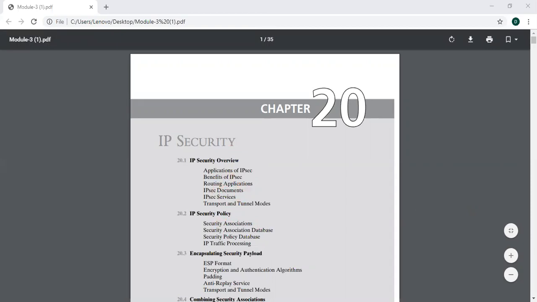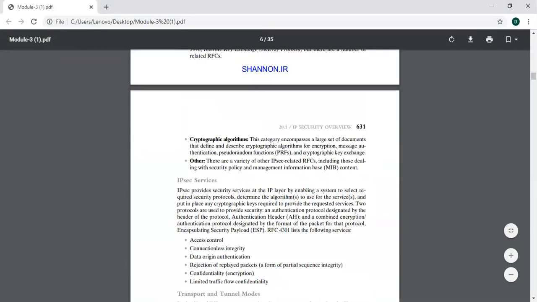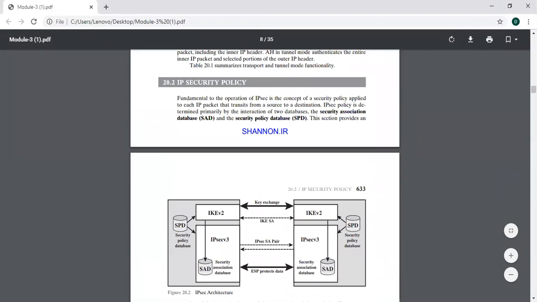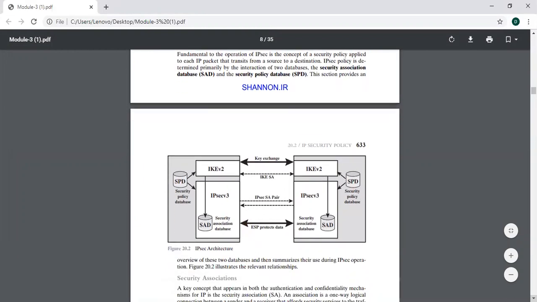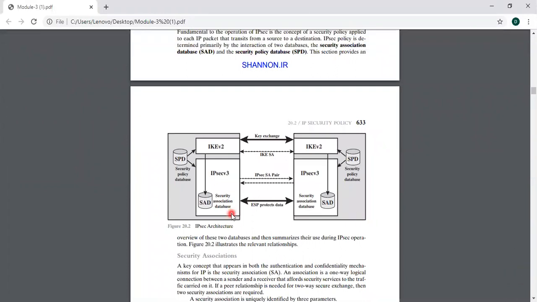So here one IP security architecture is there. In this IP security architecture, three important terms we have to discuss. One is security association, then the security association database, which you can see here as SAD, and the other term is the security policy database.